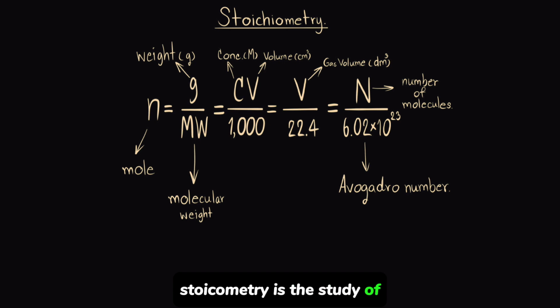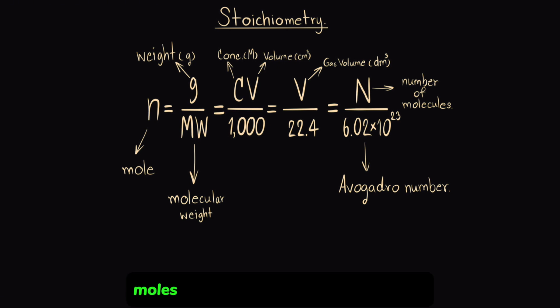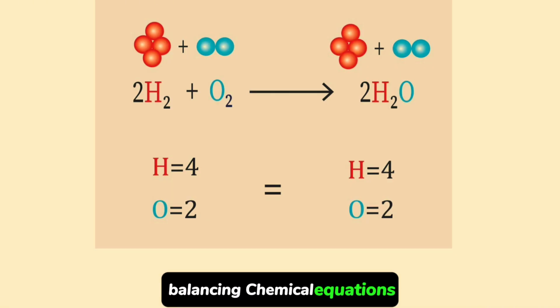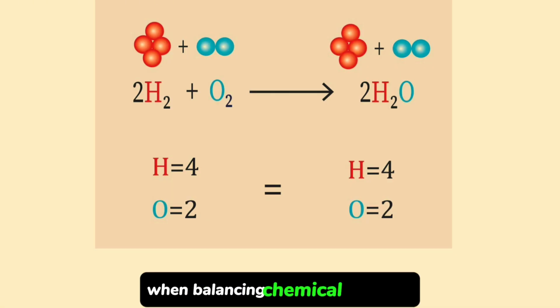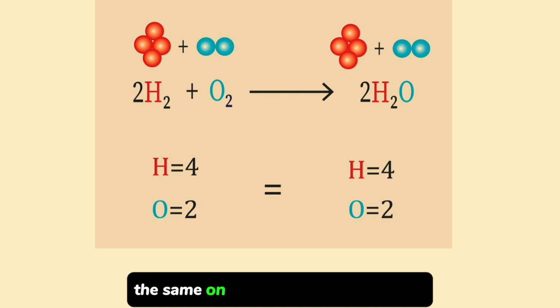The role of moles in stoichiometry. Stoichiometry is the study of the quantitative relationships in chemical reactions. Moles play a central role in stoichiometry, allowing us to balance chemical equations and make predictions. Balancing chemical equations. When balancing chemical equations, we ensure that the number of atoms of each element is the same on both sides of the equation.